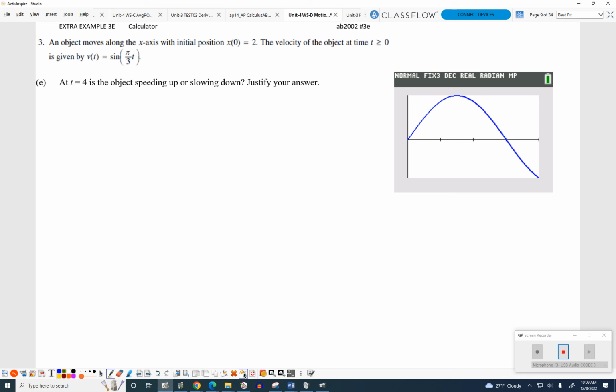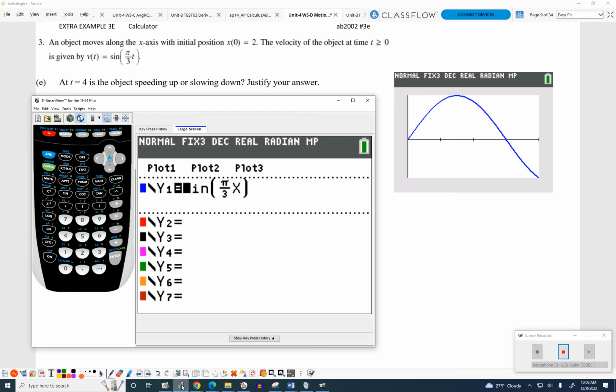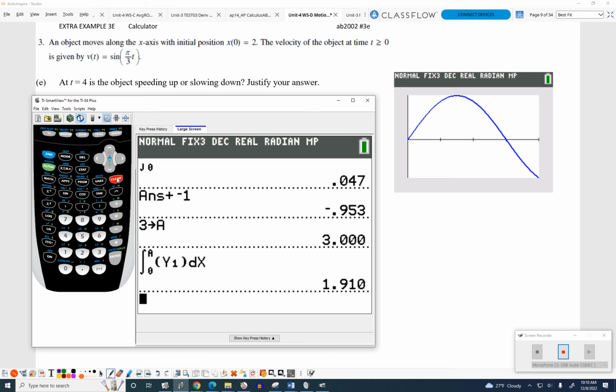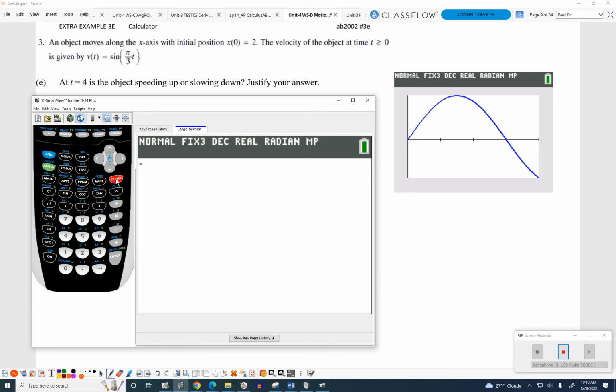Question says, at time equal 4, is the object speeding up or slowing down? Justify your answer. Different ways to solve this, but here's the easiest way. Let's go find the velocity at time 4. So write on your paper, v of 4. Now we need our calculator. So come back here, go second quit, get to the main screen. The velocity is stored in Y1, so we want to go find that velocity.